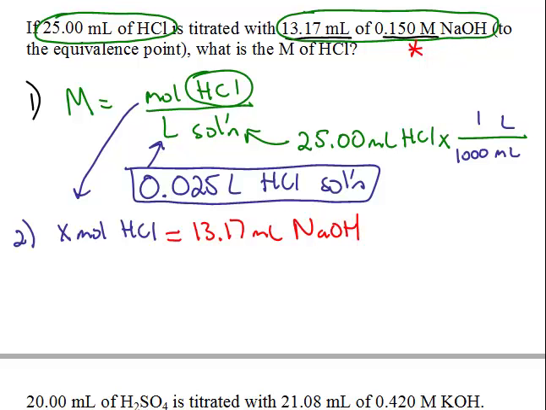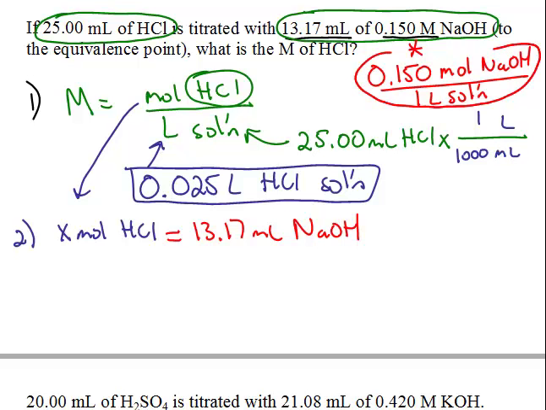Remember, molarity is a conversion factor. 0.150 capital M means 0.150 moles of sodium hydroxide per 1 liter of sodium hydroxide solution. So there really are two units when you see a capital M. That tells you it's going to be a conversion factor. And we need that conversion factor because we want to turn milliliters of sodium hydroxide into moles of hydrochloric acid.